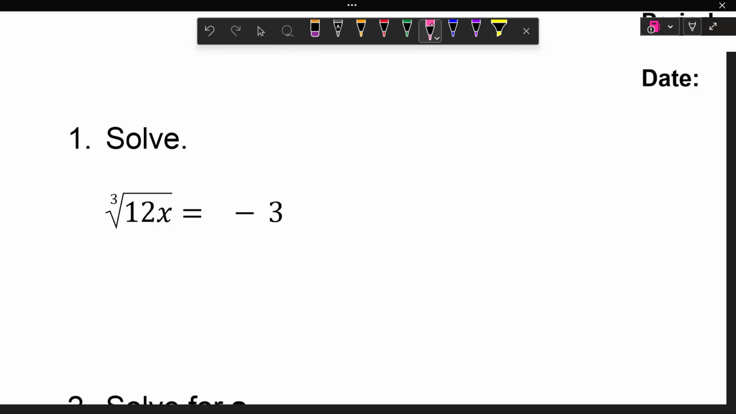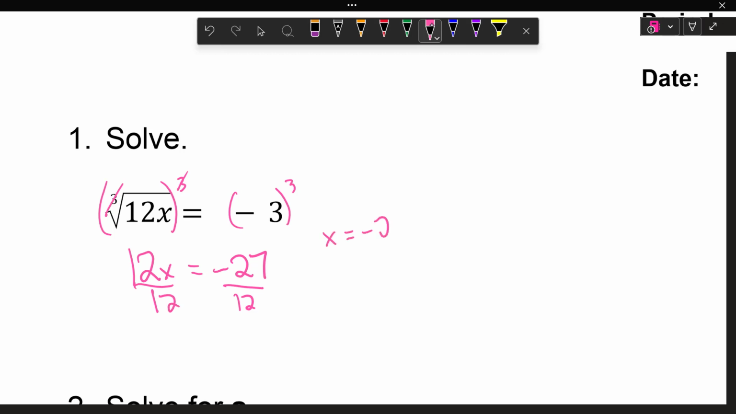So we got the cube root of 12x equals negative 3. The cube root is by itself, so now we can cube both sides. And what that does is it cancels out on the left side, so we just have 12x. And negative 3 cubed, negative 3 times negative 3 times negative 3, is negative 27. Then, of course, to get x by itself, we divide by 12, and x equals negative 2.25. So we can have a decimal. It won't be likely, but it could.